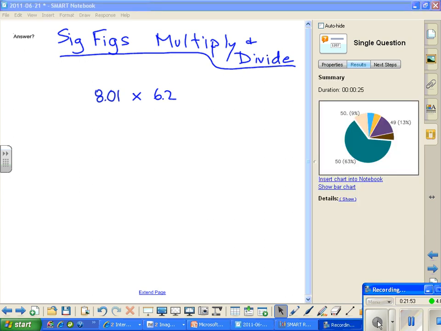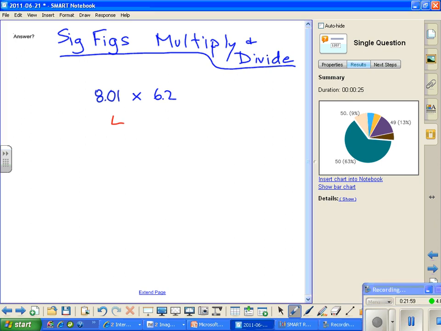There we go. What is the number off the calculator? 49.662. 49.662 from the calculator. Okay, how many sig figs here? 2. How many sig figs here? 3. Okay. Who wins? The 2. Good. Okay, so we're going to draw the line right there.